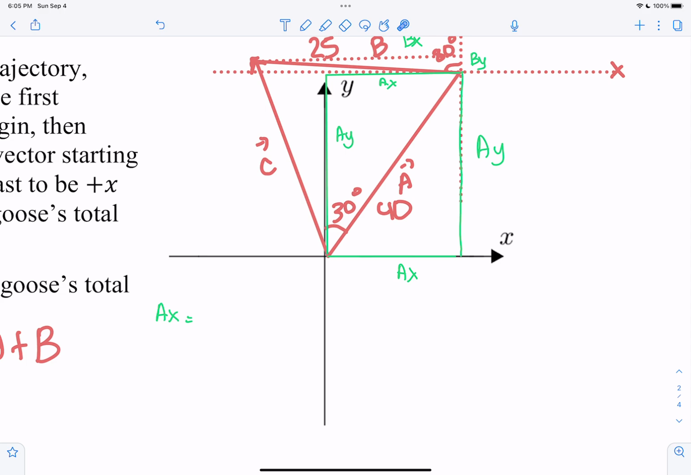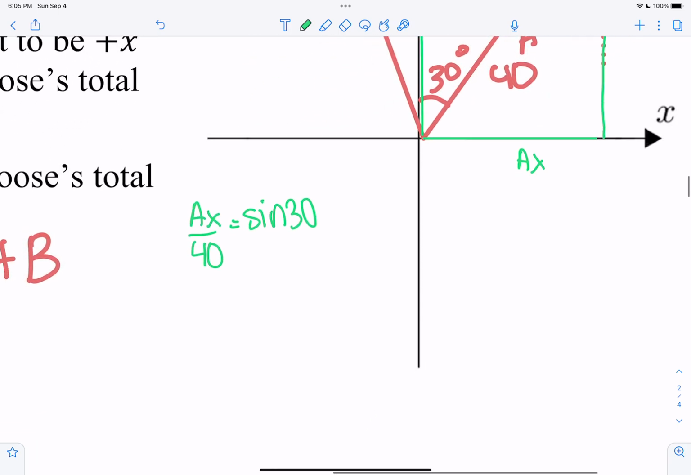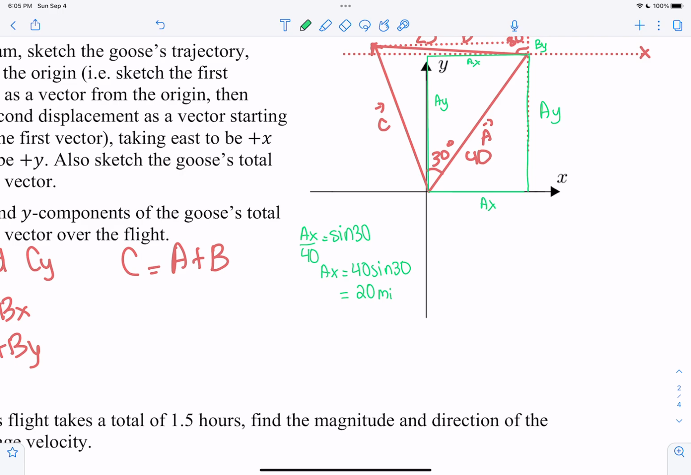Yep, 40 sine 30. So we would use sine because sine is opposite over hypotenuse, so ax over 40 is going to give us sine 30, right? Opposite over hypotenuse. And then ax is equal to 40 sine 30, which is equal to around 20 miles, I believe. Let me know if that's what you guys got as well.